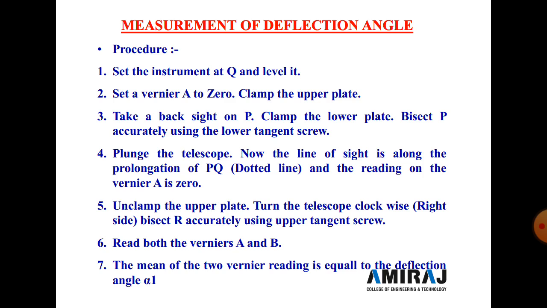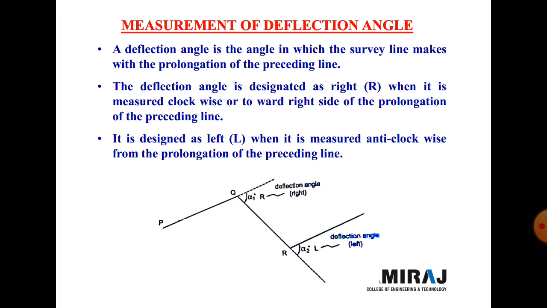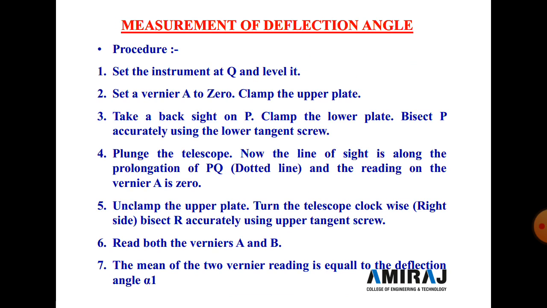Now, measurement of the deflection angle, how to measure? These are the procedures to measure the deflection angle. Set up the instrument at point Q and level it. First of all, the instrument is set up at point Q. Then three steps are compulsory: centering, leveling and focusing. After these three steps, set the vernier A at 0 and clamp the upper plate.